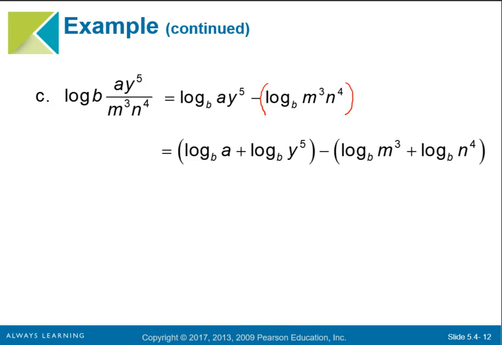here's our log base b a, and then I'm going to add that to my log base b y to the fifth, right? That's my numerator. And then I'm subtracting my log base b m to the third plus my log base b n to the fourth. Now I'm going to multiply through with that negative. So I've got log base b a plus log base b y to the fifth minus log base b m to the third minus log base b n to the fourth.